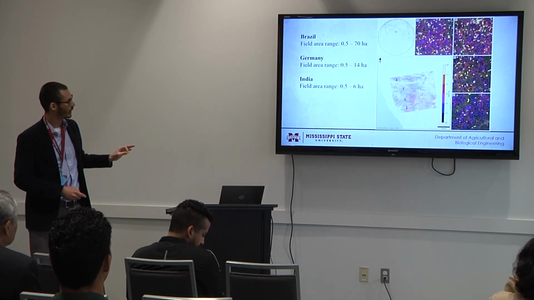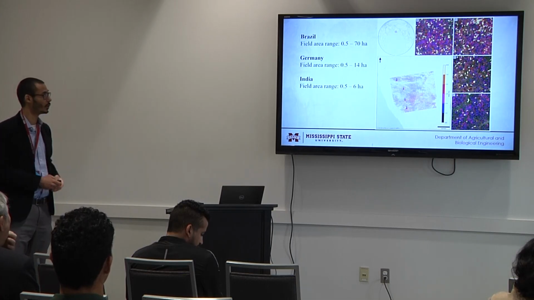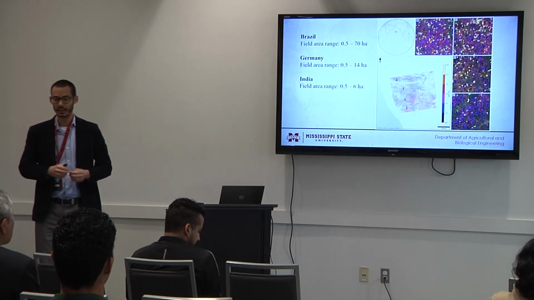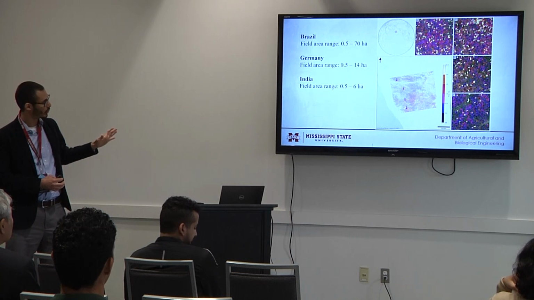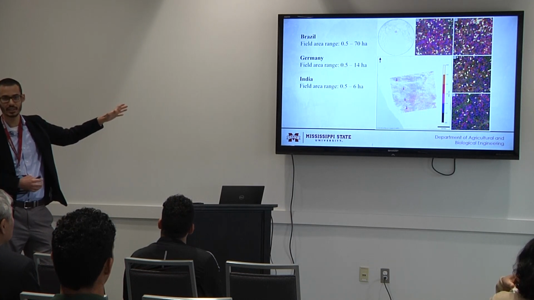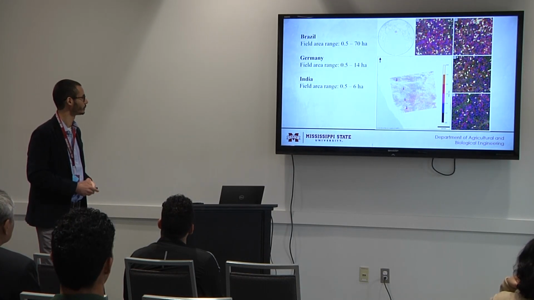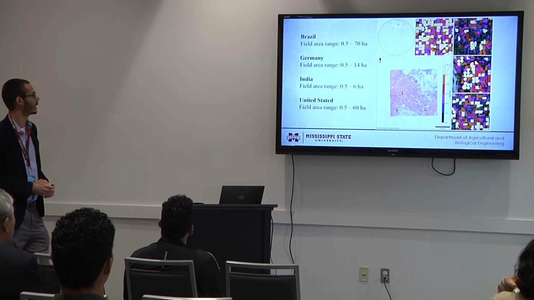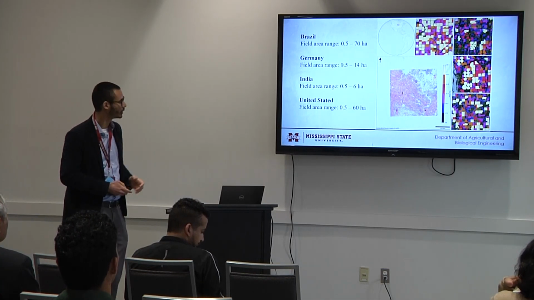But India is the most challenging scenario. Here we have fields between 0.5 and 6 hectares, but most of the fields are very small and the shape of the fields is very complicated, heterogeneous. So here we have the worst results. Overall, we can say that the framework is still not ready to operate in such a challenging area like India. And in the United States, we also have good results, and the field area ranges from 0.5 to 60 hectares.